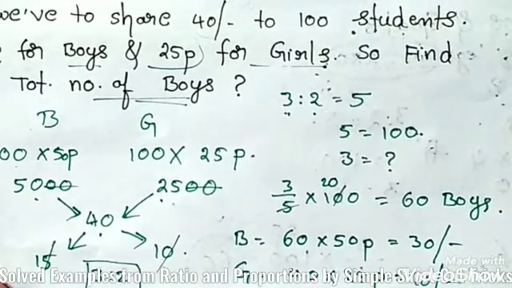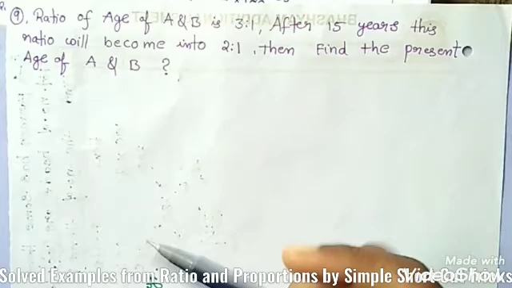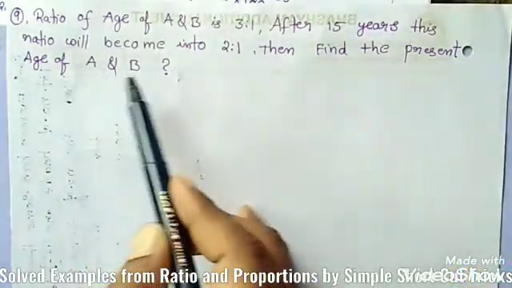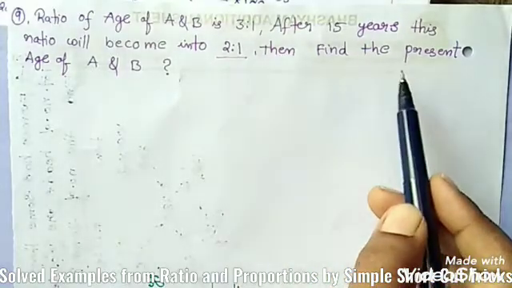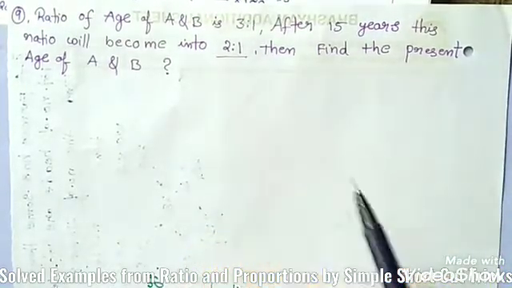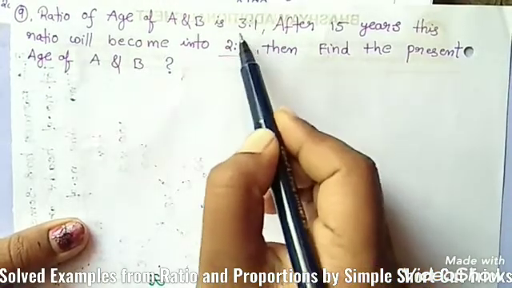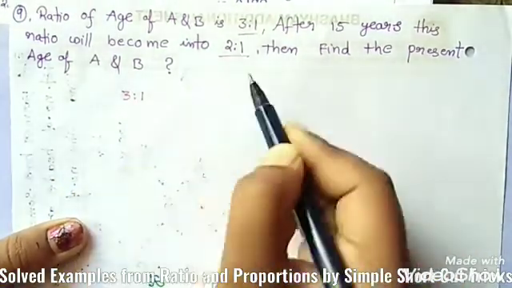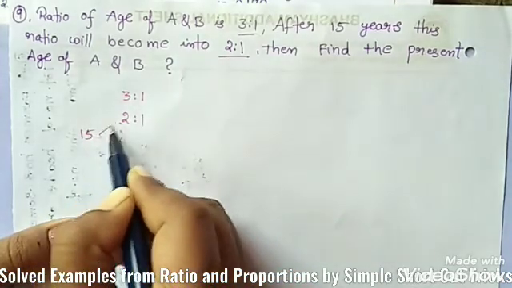Let us see question number 9. The ratio of ages of A and B is 3:1. After 15 years, this ratio will become 2:1. Then find the present ages of A and B. This is the question. So what have they given? 3:1. So this is the ratio, 3:1 and 2:1. This is after 15 years.